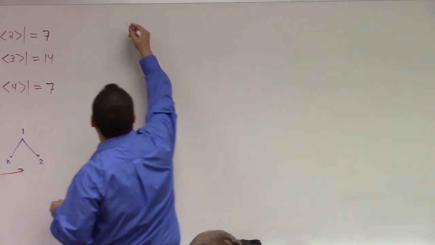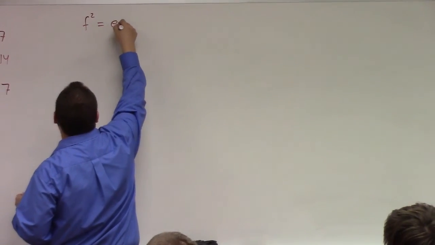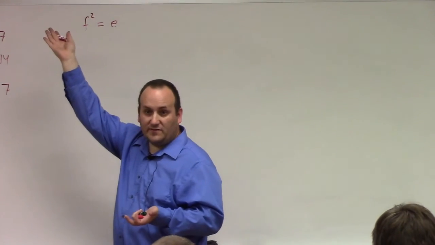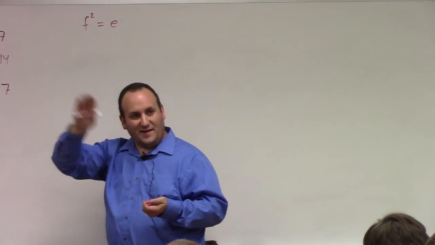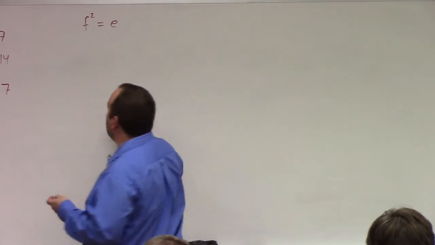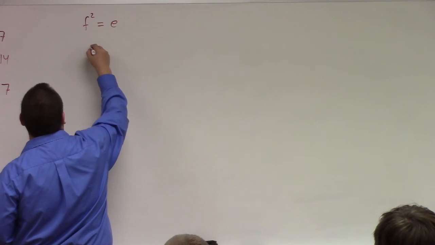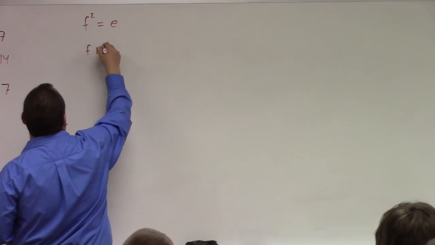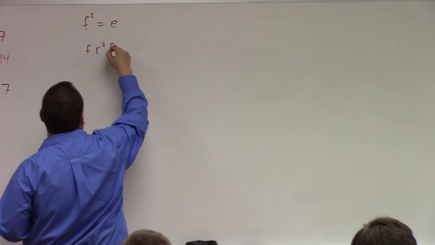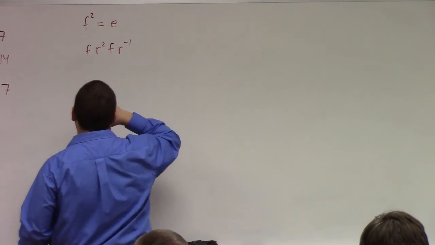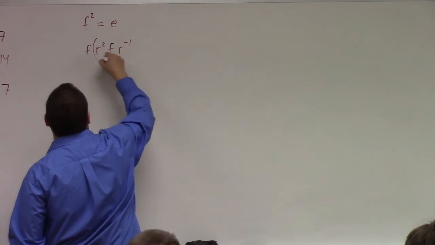The other thing, of course, is a couple fundamental things. Of course, f squared is equal to the identity. I didn't say that yet, but that's kind of an obvious low-hanging fruit, right? If you reflect and then reflect back, you're back where you started. And so let's look at a calculation. For example, if I look at f r squared times f r inverse, right? And let's look at this. It's like f times this, right?